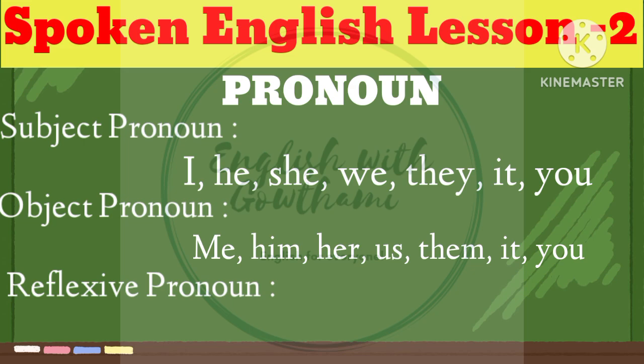Let me tell you one example. Her smile, her clothes. In this case, her becomes a subject, right? But there is no verb. You need to understand that whenever a verb is there, then you can't use her in the first place.